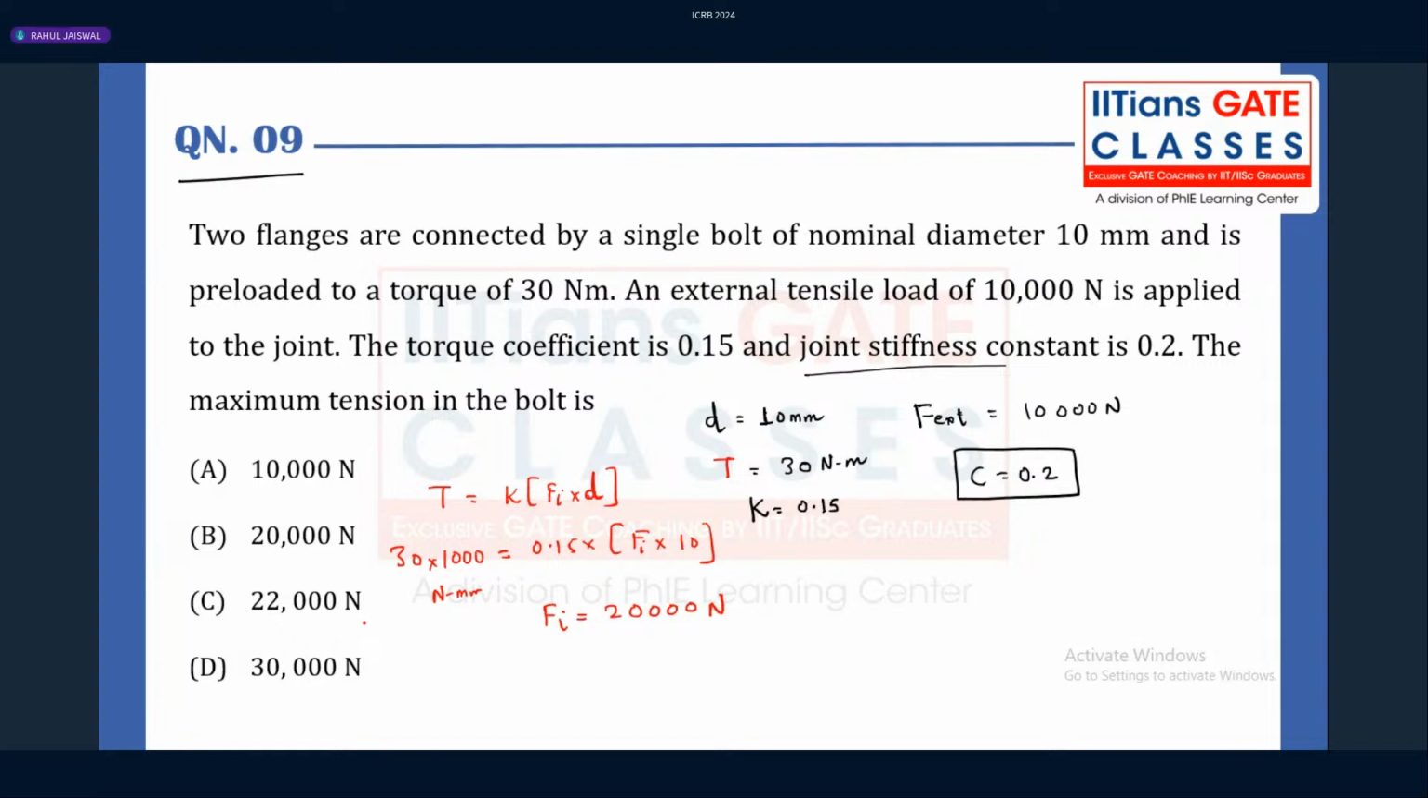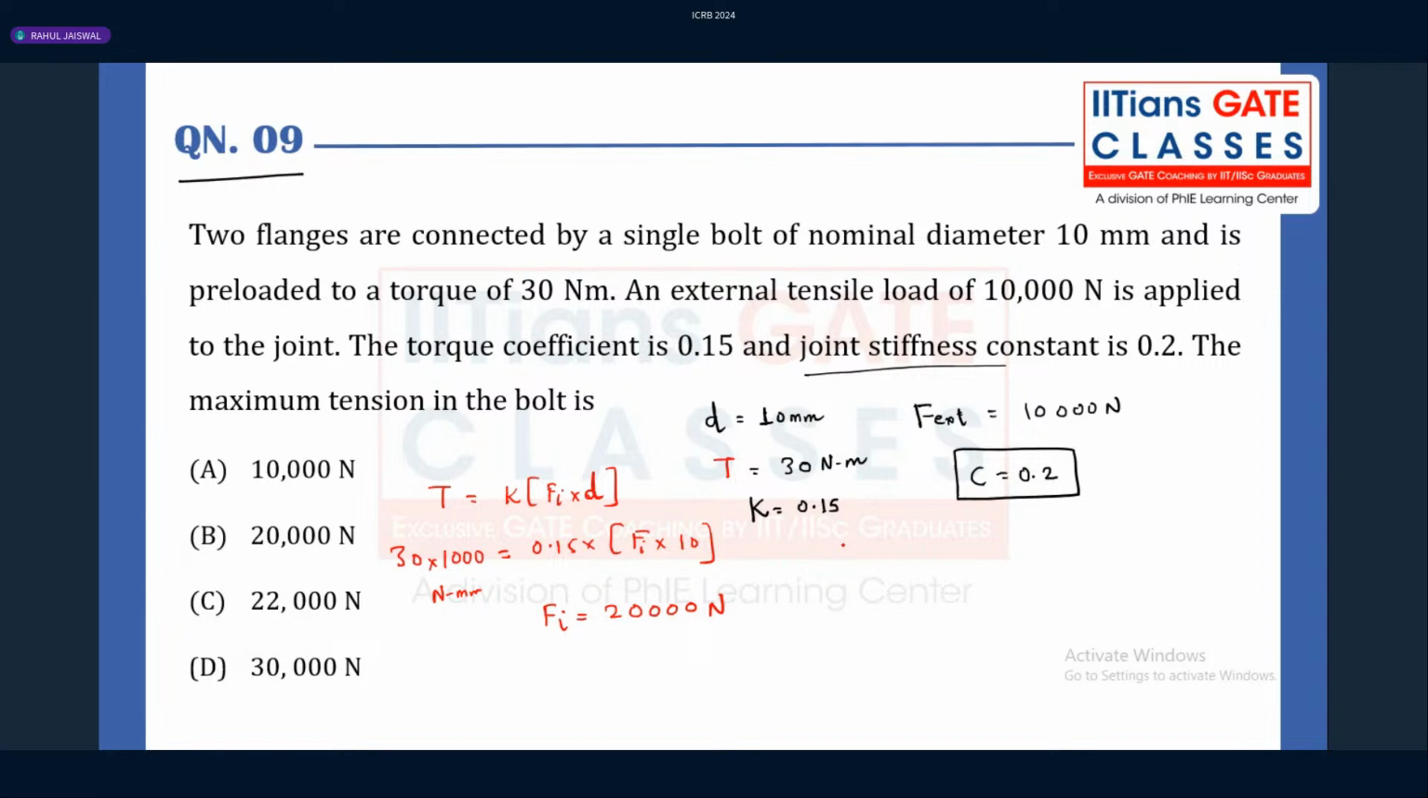20,000 Newton. This is called the initial tightening load. It is also called preload. This much load is required basically for a leak-proof joint, without any leakage. Now, what is the next task? We need to calculate the external loading also.